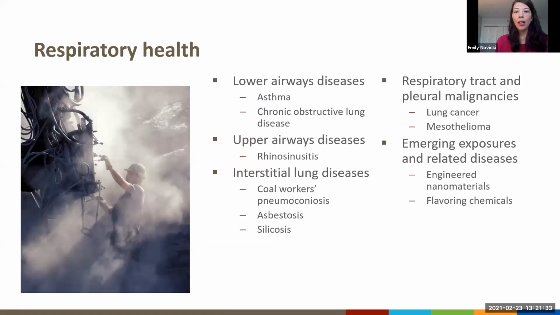Respiratory diseases includes a lot of different things. And so we have lower, upper airways diseases, interstitial lung diseases, coal workers' pneumoconiosis, also sometimes called black lung, is maybe one that you've heard of here. Silicosis has become increasingly a concern for us. Then we have some cancers here, and also concerns related to emerging exposures like engineered nanomaterials or flavorings. You might have heard of like popcorn lung. That's what that's referring to.